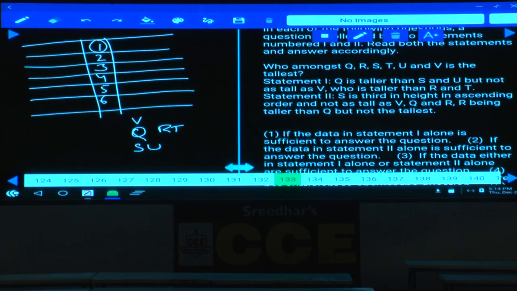In total how many persons do we have? 6 persons. Out of these 6 persons, all the other 5 persons are shorter than V. Hence who is the tallest here? V is the tallest. Now 1 alone is sufficient.